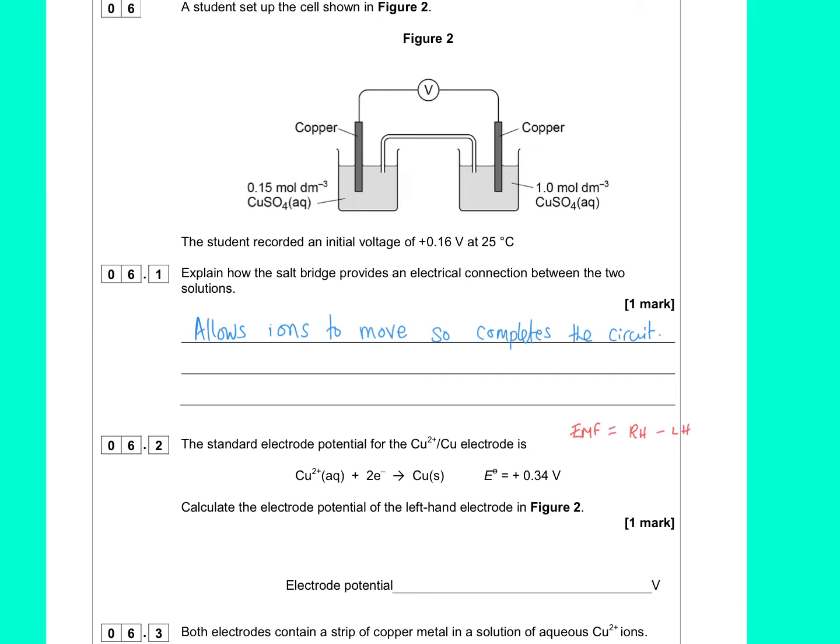the left-hand cell. So if we work out then, so we know 0.16 is going to be our right-hand cell, take away the left-hand cell, which is the one we're working out. So if we rearrange the equation to give us that the left-hand cell is going to be 0.34 minus 0.16. So we're going to end up with 0.18 volts.